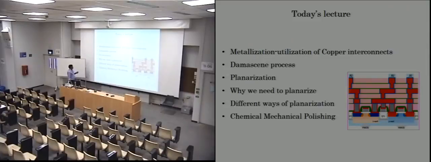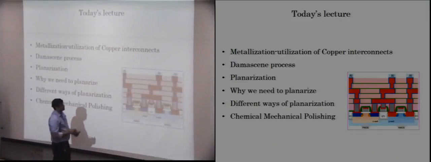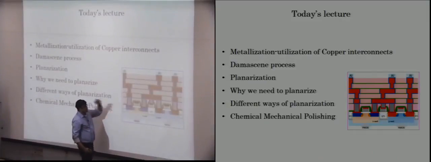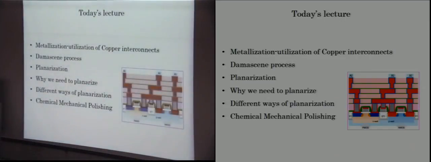We have been mostly assuming aluminum as the metal line for a lot of reasons, but now we have almost completely moved to copper interconnects inside the stack itself. We will talk about why this has happened. Then we'll talk about how we actually go about patterning copper using this process called the Damascene process, and then how we planarize and why we need to planarize. Finally, we'll focus on chemical mechanical polishing or chemical mechanical planarization.